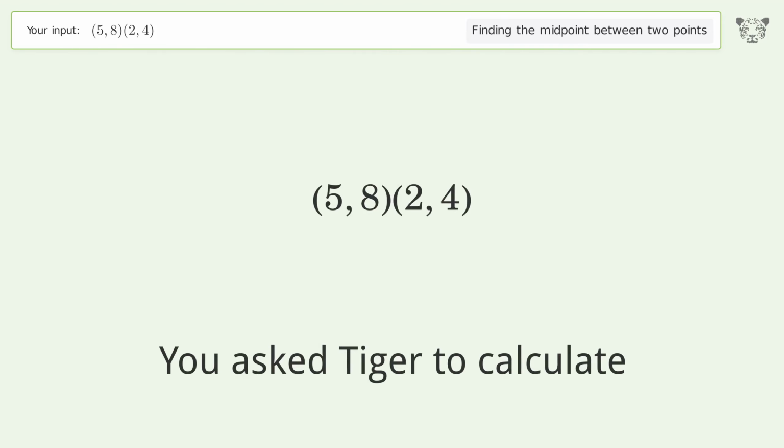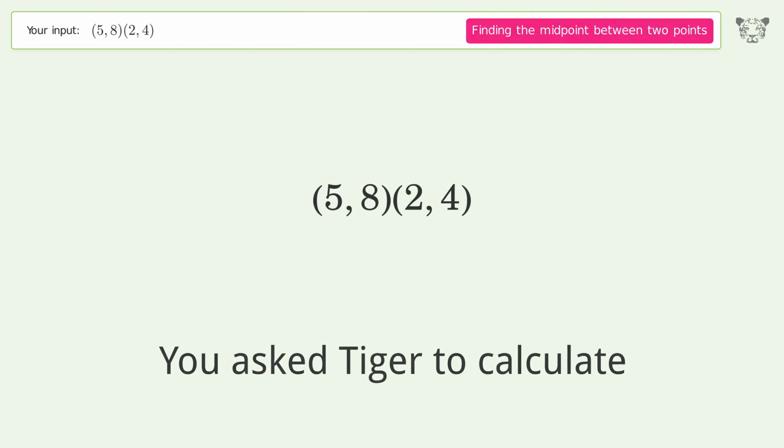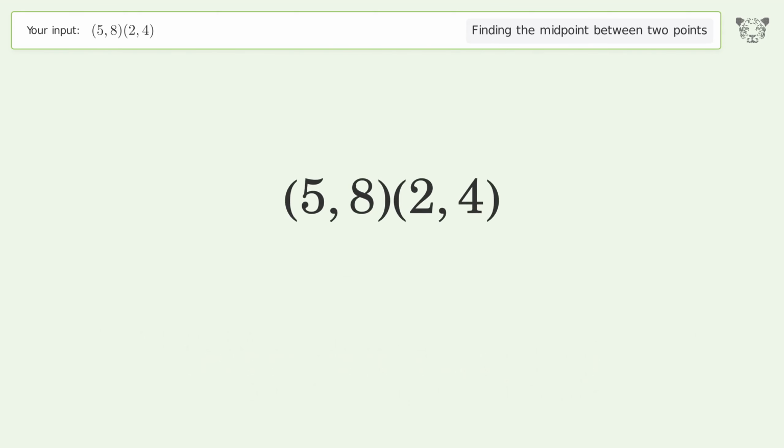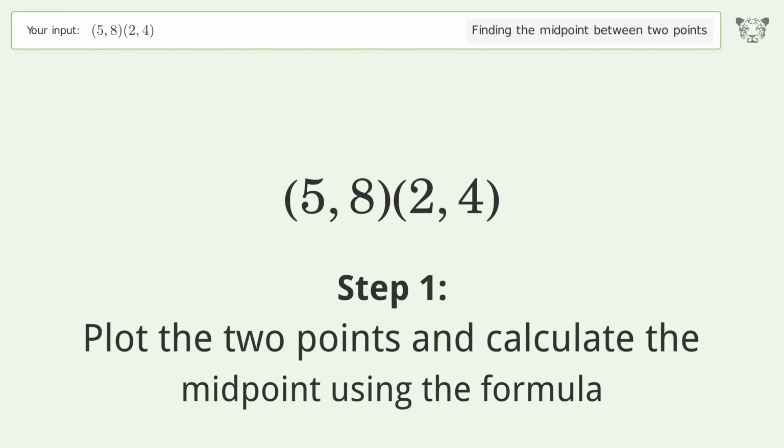You ask Tiger to calculate. This deals with finding the midpoint between 2 points. The midpoint between the 2 points is 3.56. Let's solve it step by step. Plot the 2 points and calculate the midpoint using the formula.